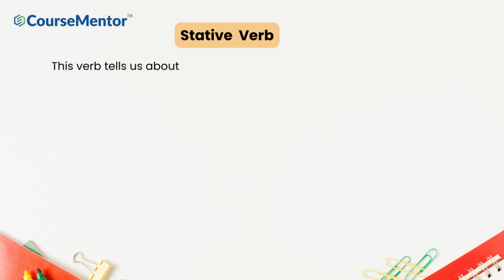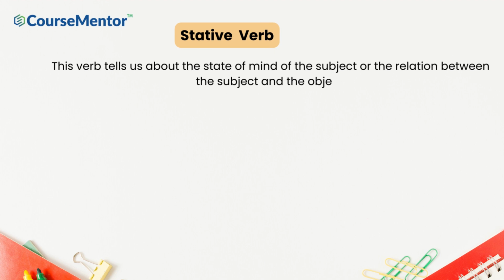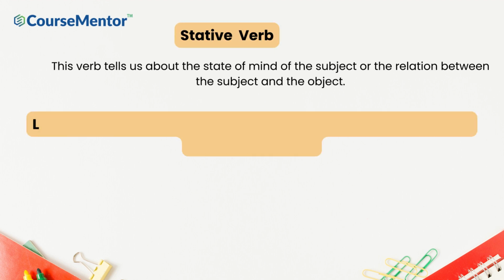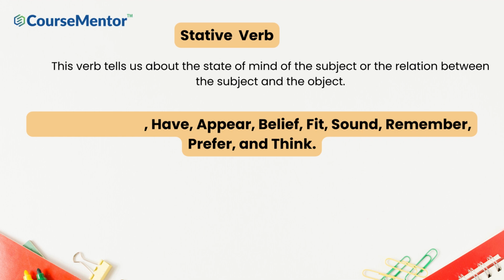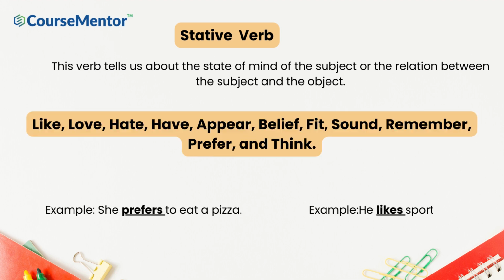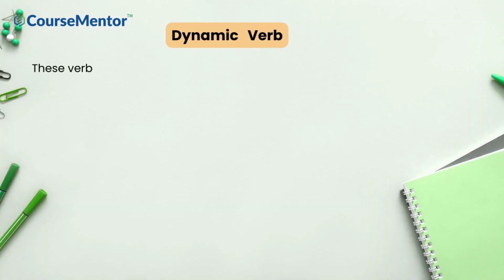Stative verb. This verb tells us about the state of mind of the subject or the relation between the subject and the object. This includes like, love, hate, have, appear, believe, fit, sound, remember, prefer, and think. For example, she prefers to eat a pizza. He likes sports.